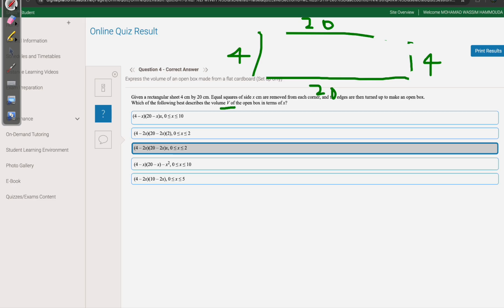And the volume is always the area of the base, which we'll just call a, times the height. Then the area of the base, let me mark it in red actually. The red part is what x was removed.